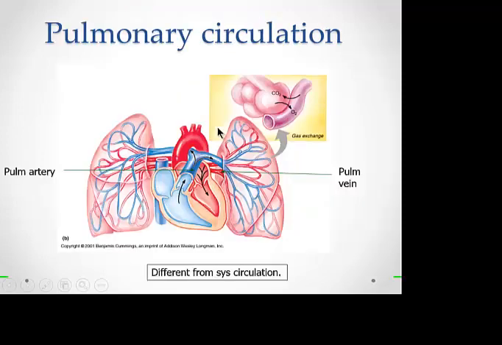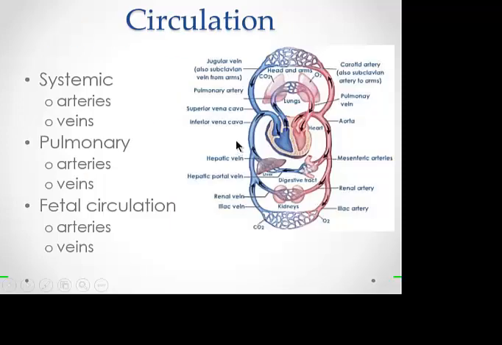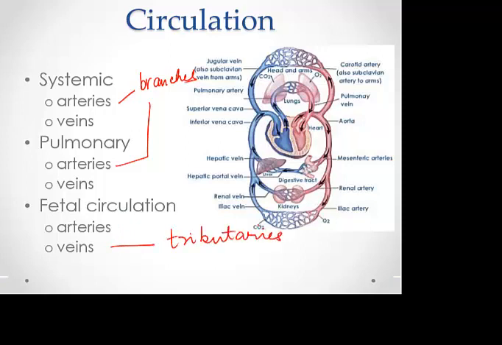Some terms that I would like you to know with arteries and veins: remember I told you arteries have branches everywhere. Arteries have branches. Veins have what are known as tributaries, or we also use the word drain. Where does this vein drain, or what drains into this vein?